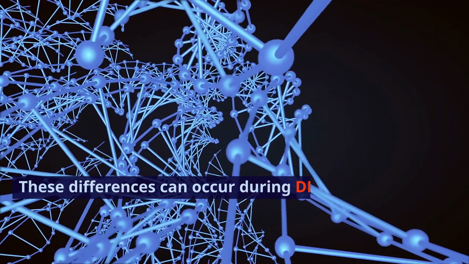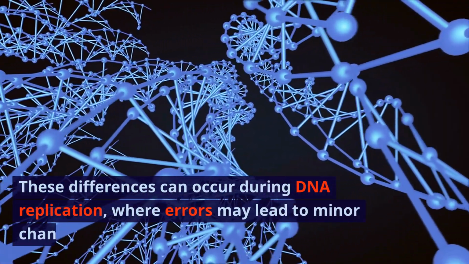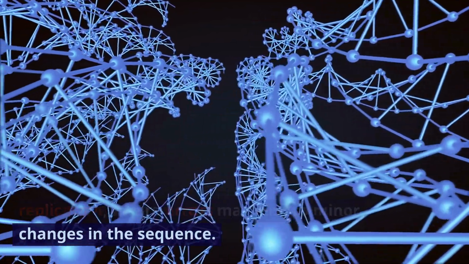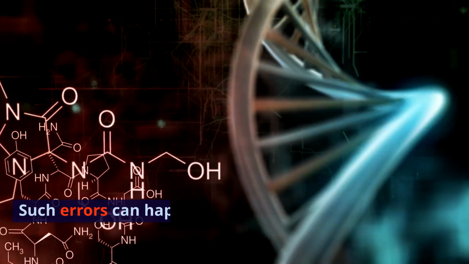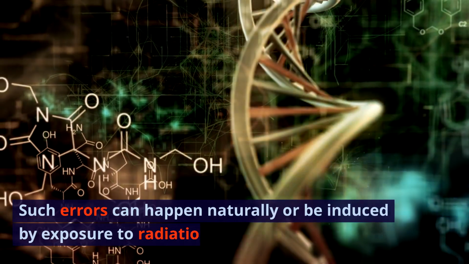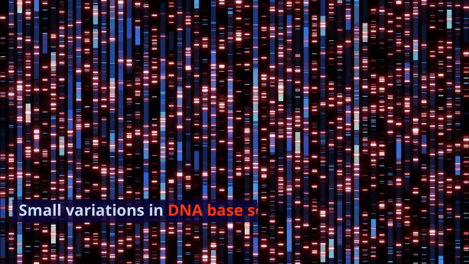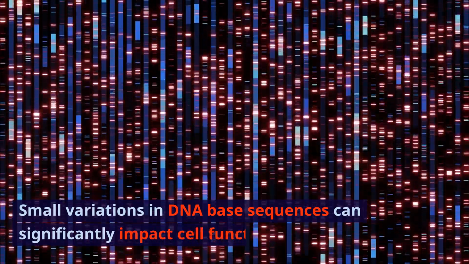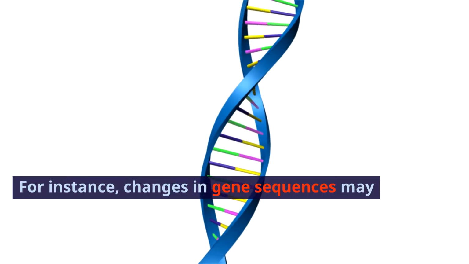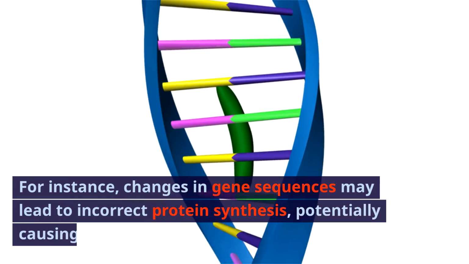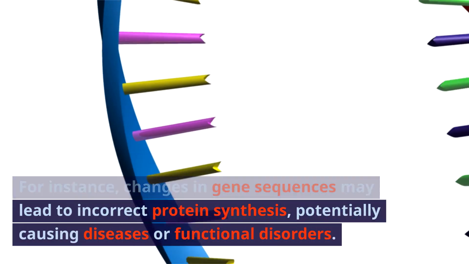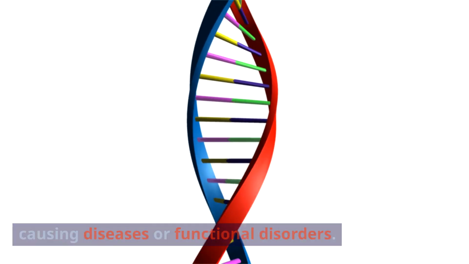These differences can occur during DNA replication, where errors may lead to minor changes in the sequence. Such errors can happen naturally or be induced by exposure to radiation or chemicals. Small variations in DNA base sequences can significantly impact cell function. For instance, changes in gene sequences may lead to incorrect protein synthesis, potentially causing diseases or functional disorders.